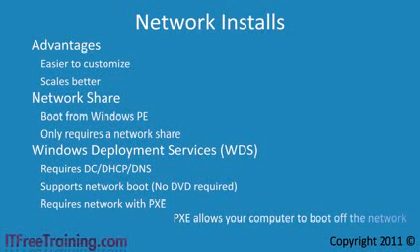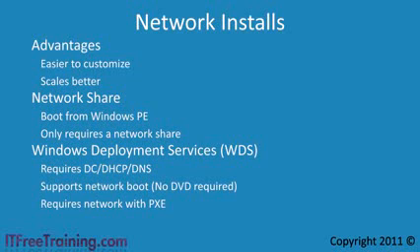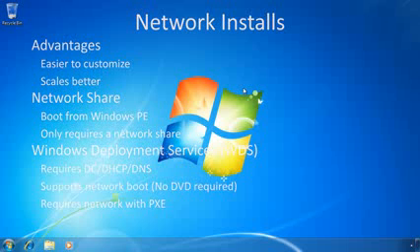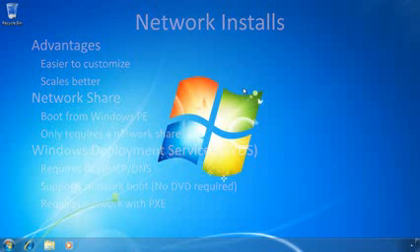PXE allows your computer to boot off the network. PXE has been around for a long time, so it is very likely your network card will support it. On some systems, you may need to enable network booting in the BIOS before you can use it. Now that we understand the two methods that you can use to install Windows 7 over the network, I will switch to my Windows 7 computer to perform a network install.